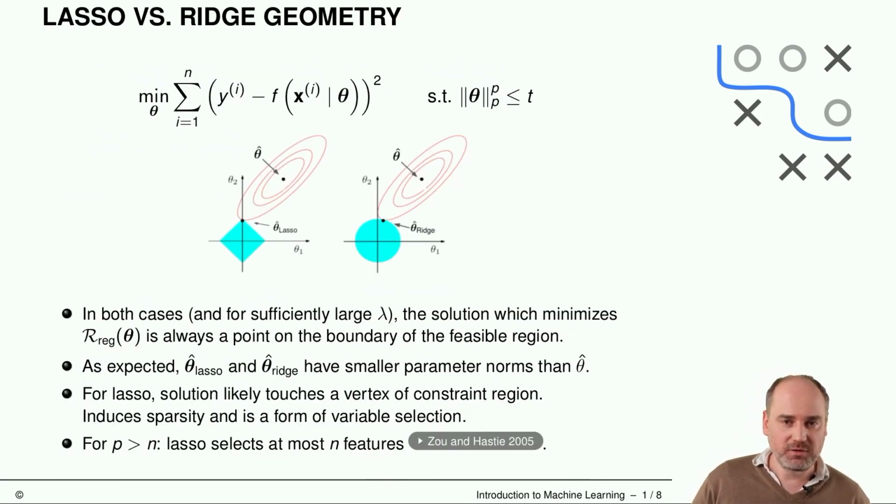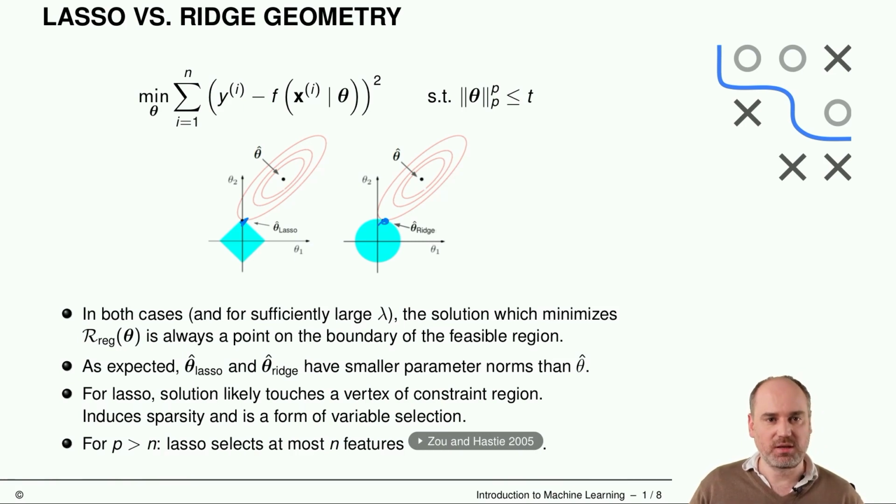Okay, so I guess that slide here really is a recap. You can see the formulas of the constraint formulation of Ridge and Lasso on that slide. We've already understood that in both cases, if lambda is simply large enough, the solution which minimizes the regularized risk is usually always a point on the boundary of the feasible region, so like here, or like here for the L2 penalty. As expected, both of these regularized minimizers have smaller parameter norms, so we call that parameter shrinkage.